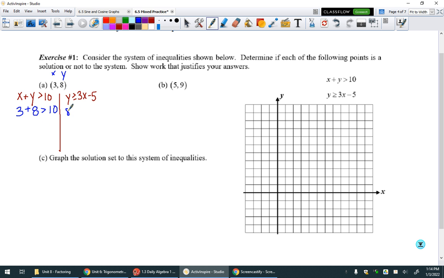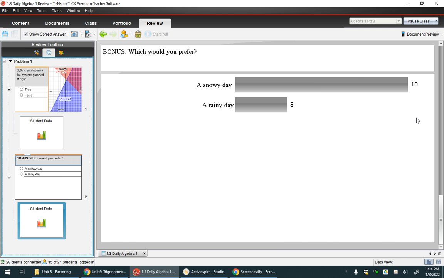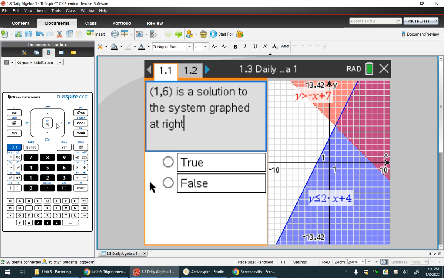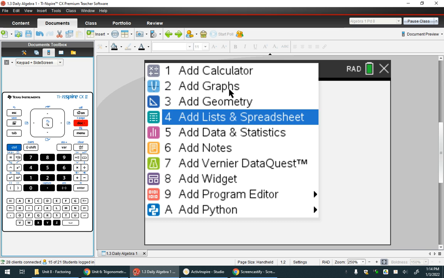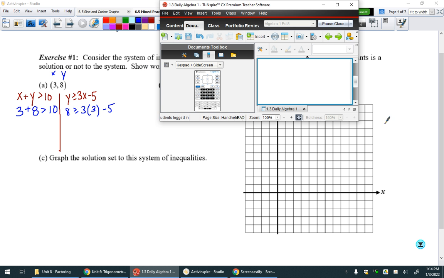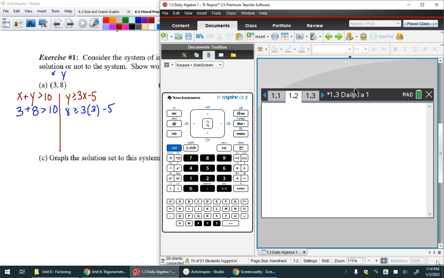All right, my Y is 8, 3 and 3, minus 5. So let's go ahead and plug this into our calculator. I want to show the people that weren't here how to do this. So everyone add a page, Control Doc, add a calculator. And all I'm going to do is type in exactly what I see on my paper. So that's 3 plus 8.